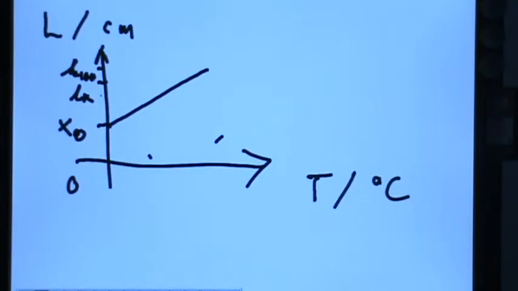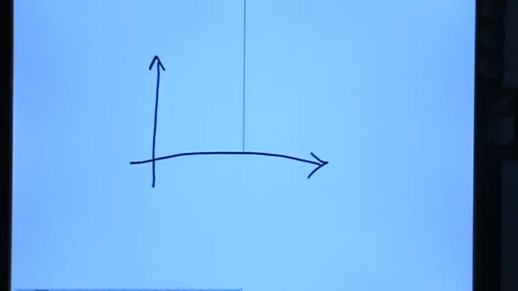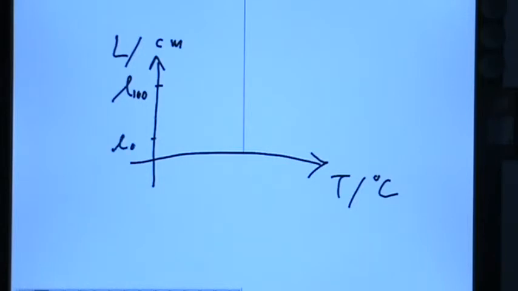Let's draw a nicer graph. Again, maybe I'll use a smaller pen. So I have this. So this is temperature, degrees Celsius, and this is length, in cm. So this length 100. Let's say this length 0. So this length is length x.